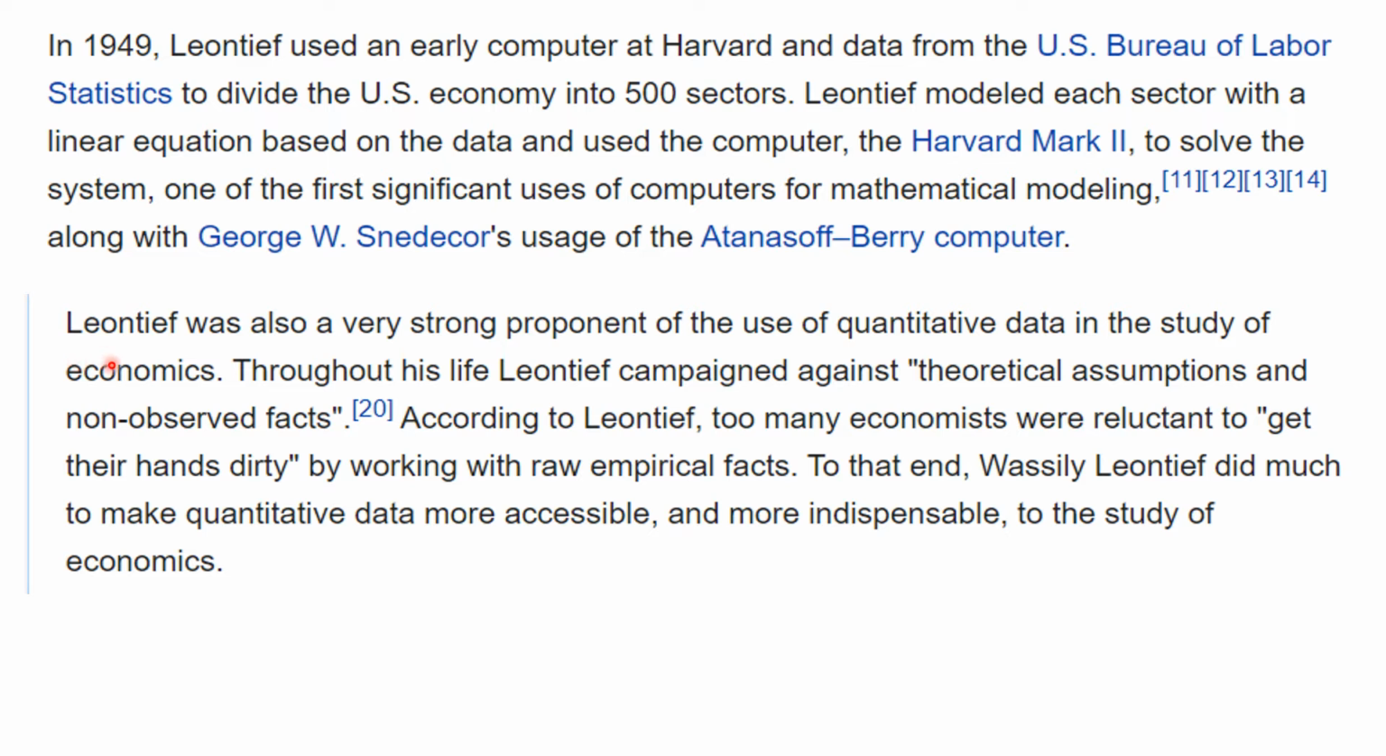And just to talk a little bit more about this noble fellow, he was a very strong component of using quantitative data in the study of economics. And he campaigned against theoretical assumptions and non-observed facts. According to him, too many economists were reluctant to get their hands dirty by working with raw empirical facts. So he did much to make quantitative data more accessible and more indispensable in the study of economics.